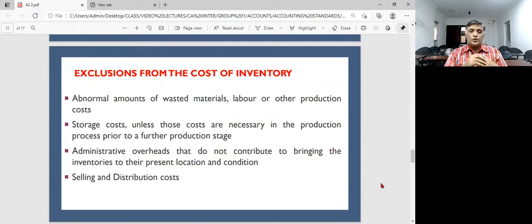What are the various exclusions from the cost of inventory? There are 4 items which the standard feels that you should not include, you should just exclude it.